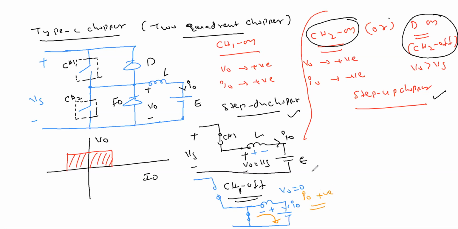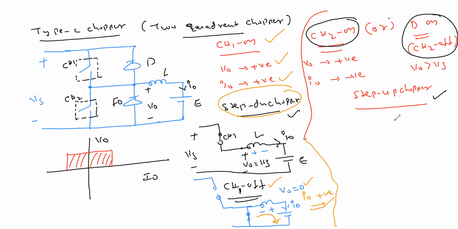So what is the overall conclusion? During the on period, V0 positive, I0 positive. During CH1 off, V0 is 0, I0 positive. So look at here now. This is the step down chopper. Whatever I have discussed is step down.